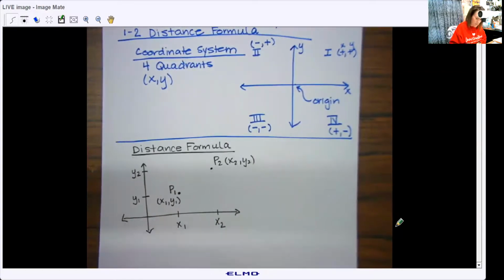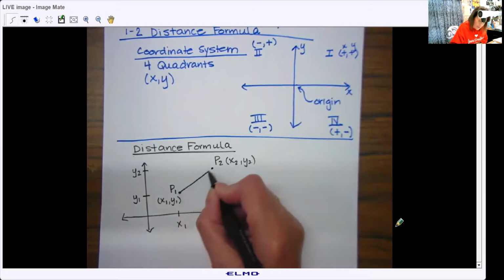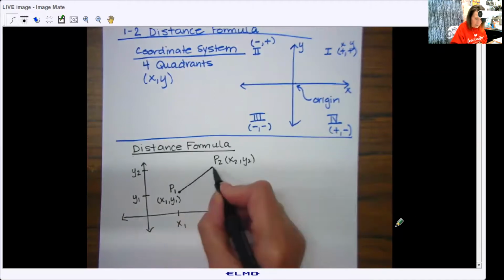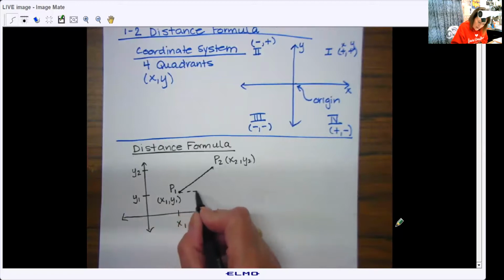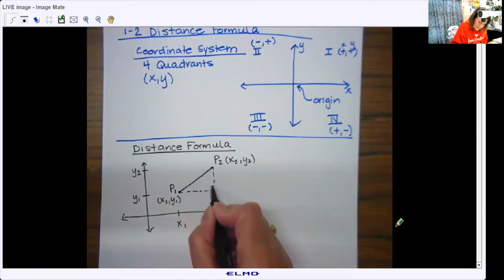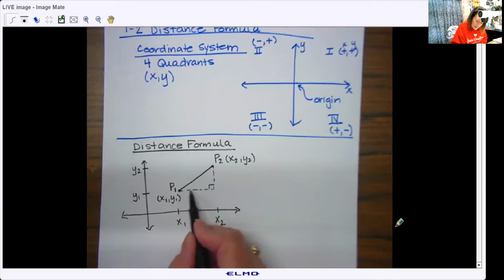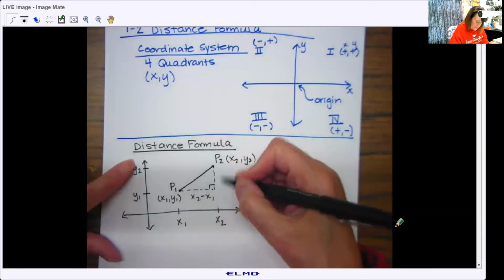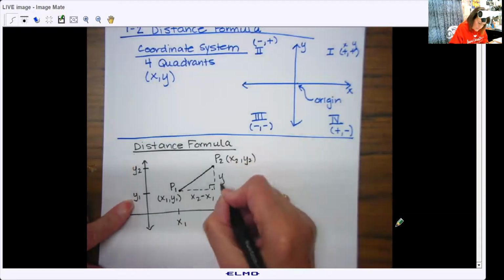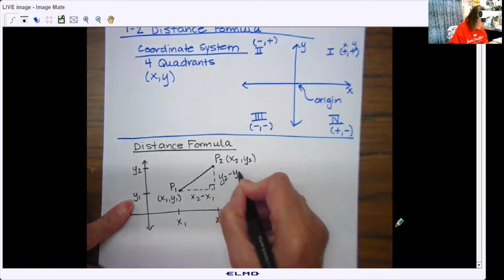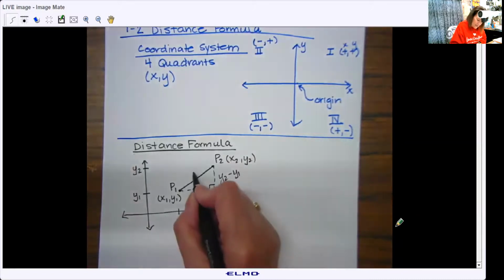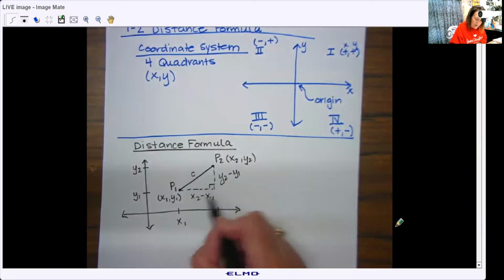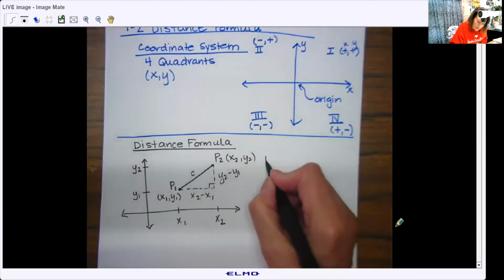Let's talk about how this formula is derived. If I want to find the distance from P1 to P2, what we take a look at is basically the Pythagorean theorem. The length of this segment right here would be x2 minus x1. And the length of this side of the right triangle would be y2 minus y1. Let me just call this C for now. When you take a look at how these three relate, the Pythagorean theorem should pop into your head.